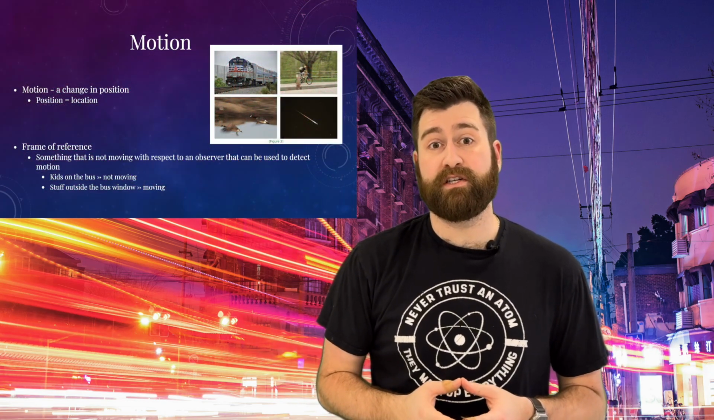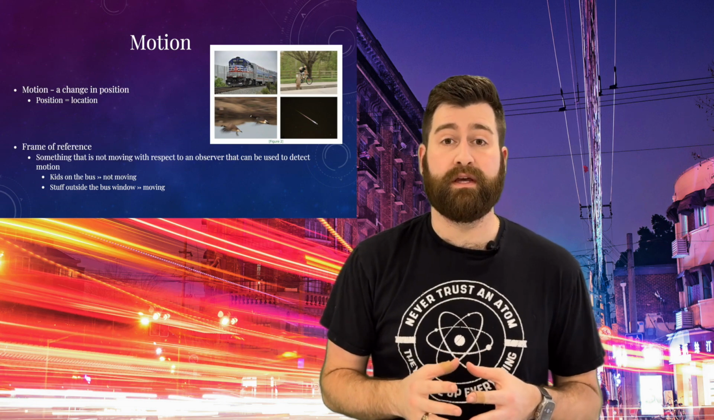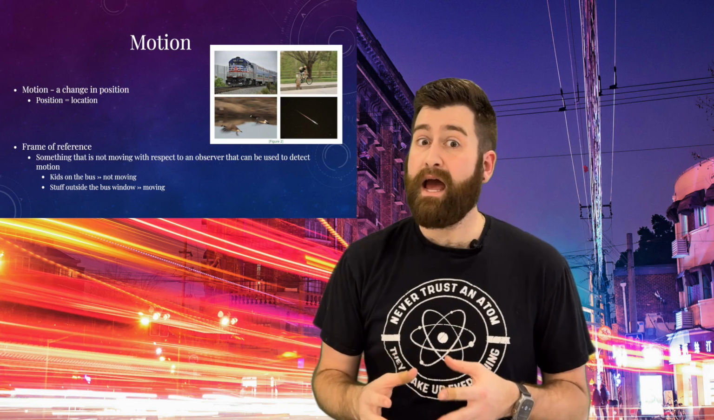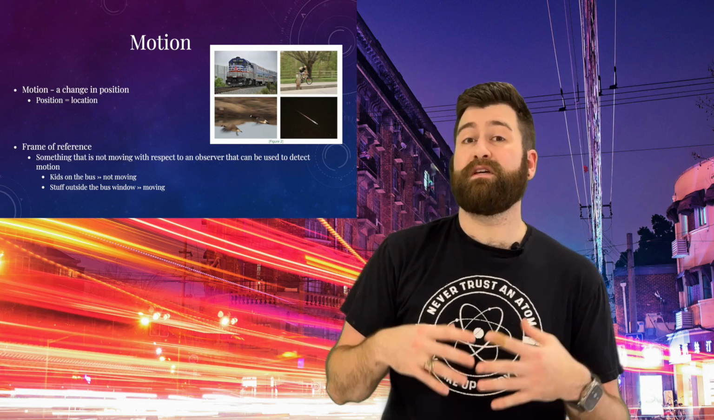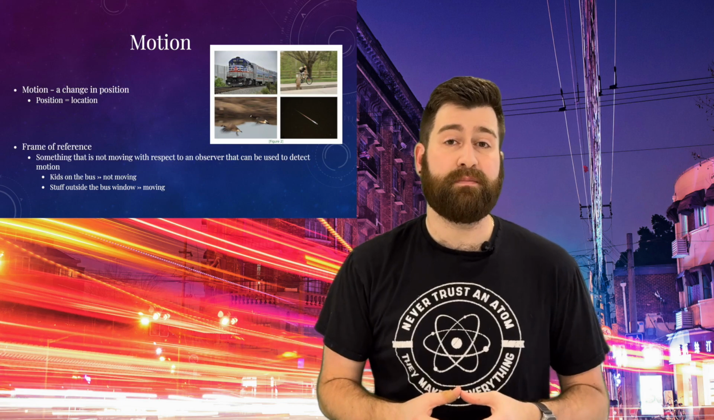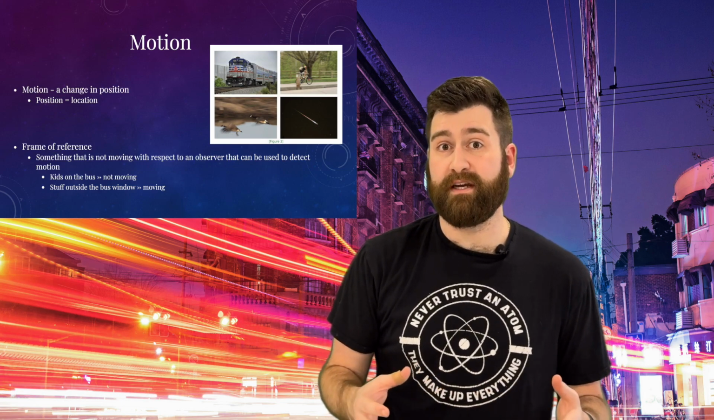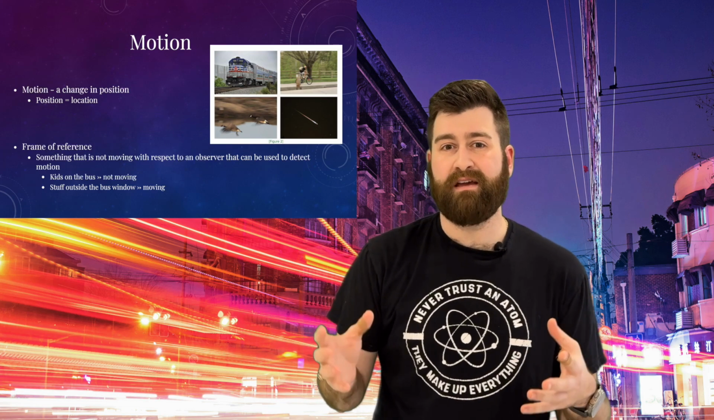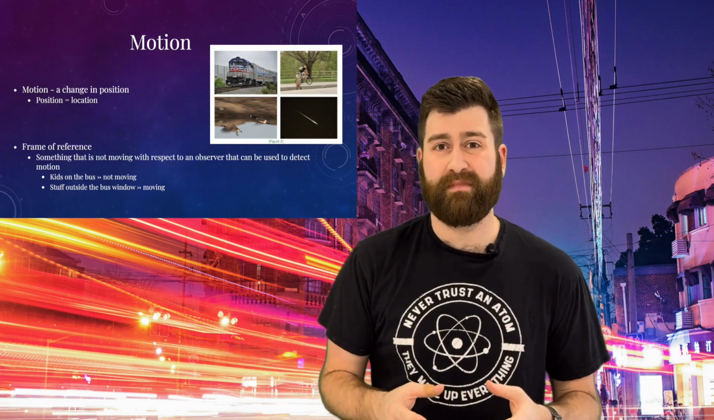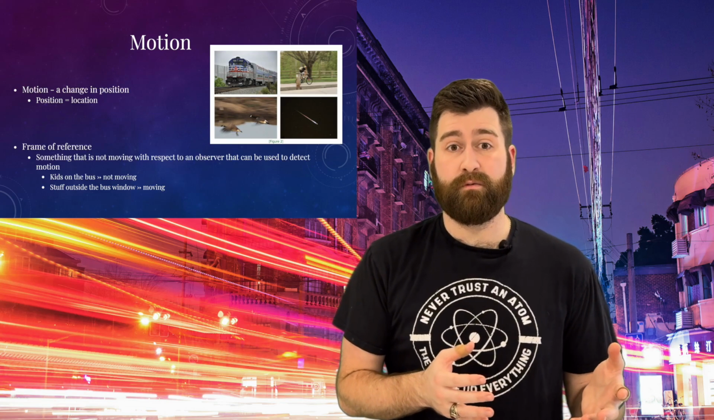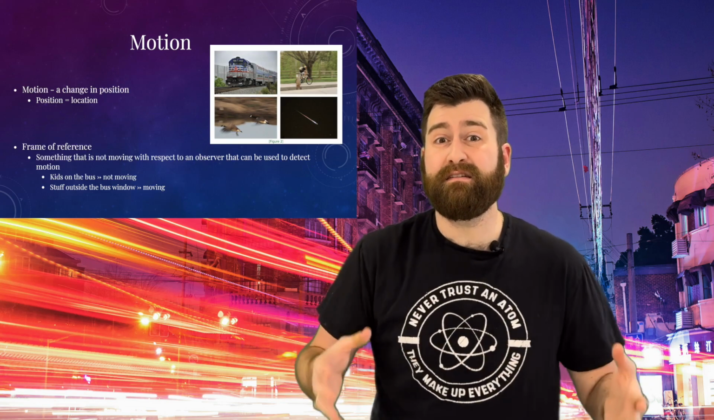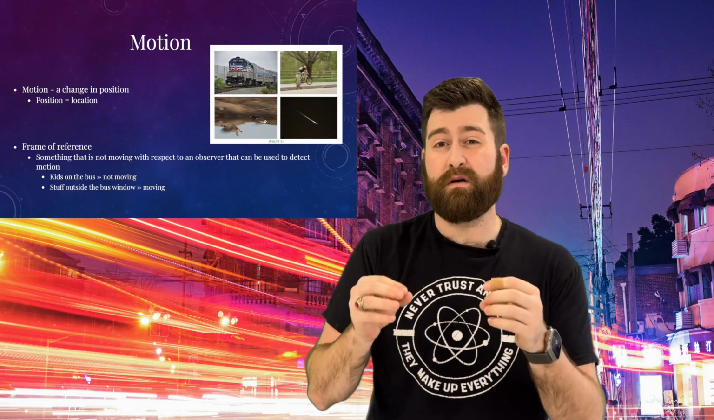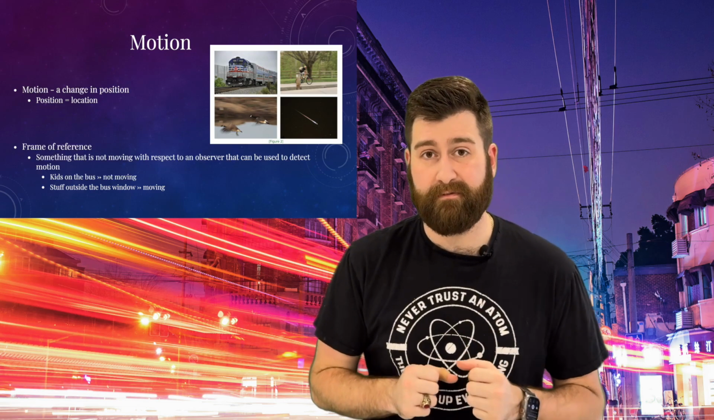When talking about objects in motion, there is something known as frame of reference that we should talk about. And this refers to something that is not moving with respect to an observer that can be used to detect motion. A good example of this is when you're on a school bus driving down the road. You, as well as the other kids on the bus, are not moving, meaning that you're not up walking around. If you look at stuff outside of the window, like a house, everything else appears to be moving. And this lets you know that you're moving even though you aren't moving directly. That is frame of reference.